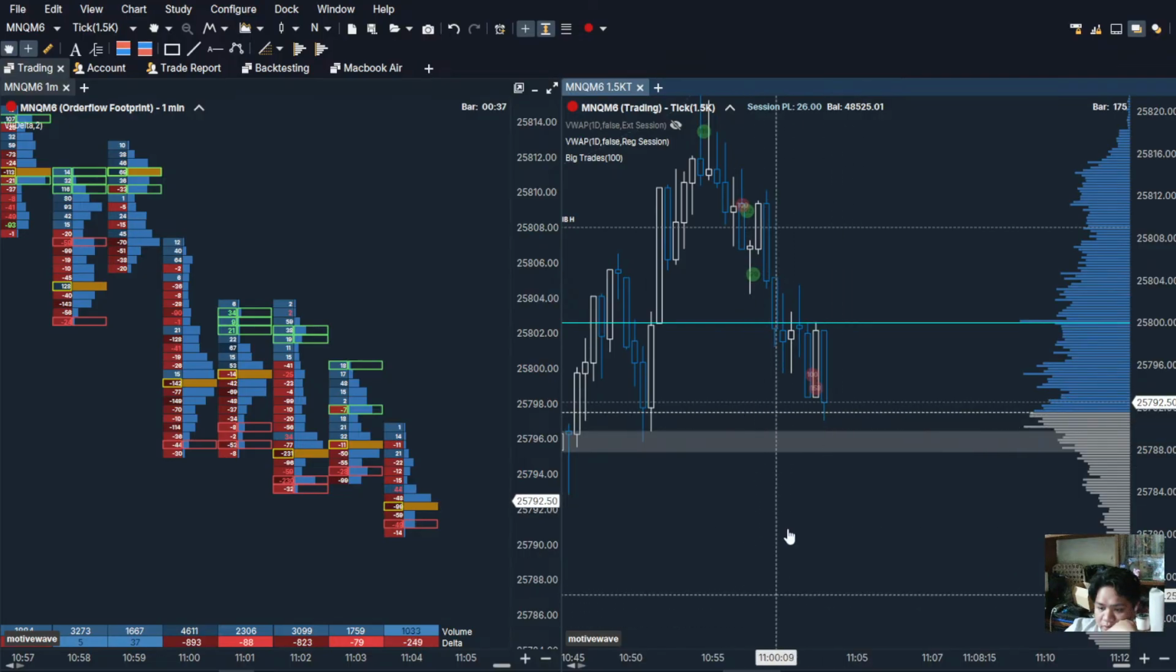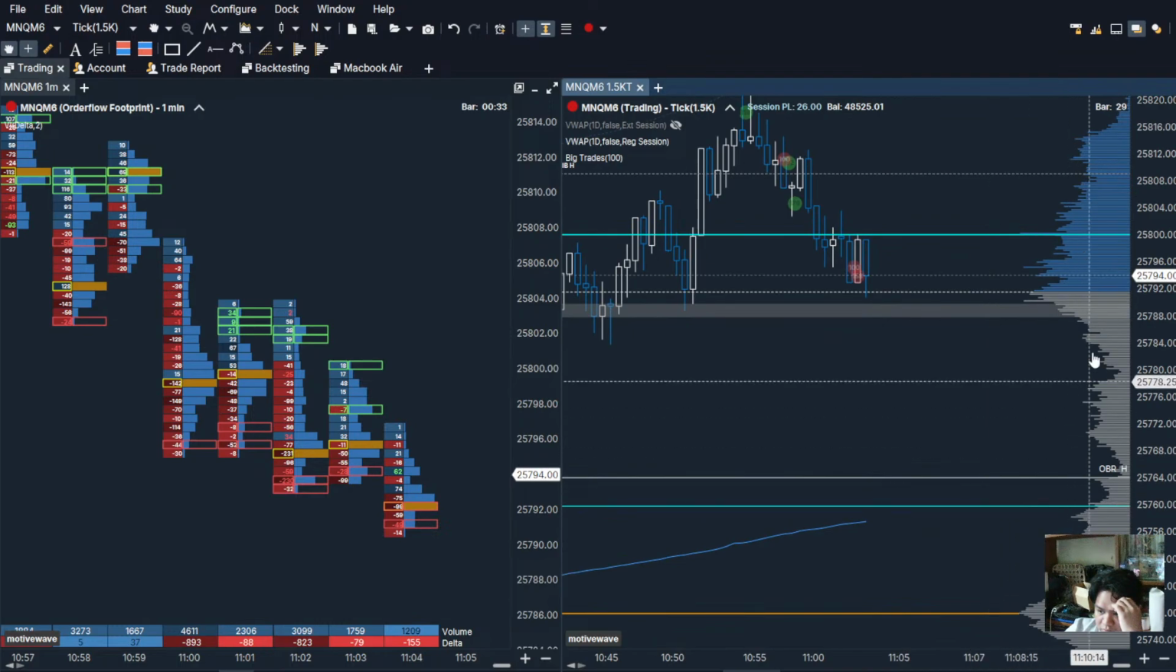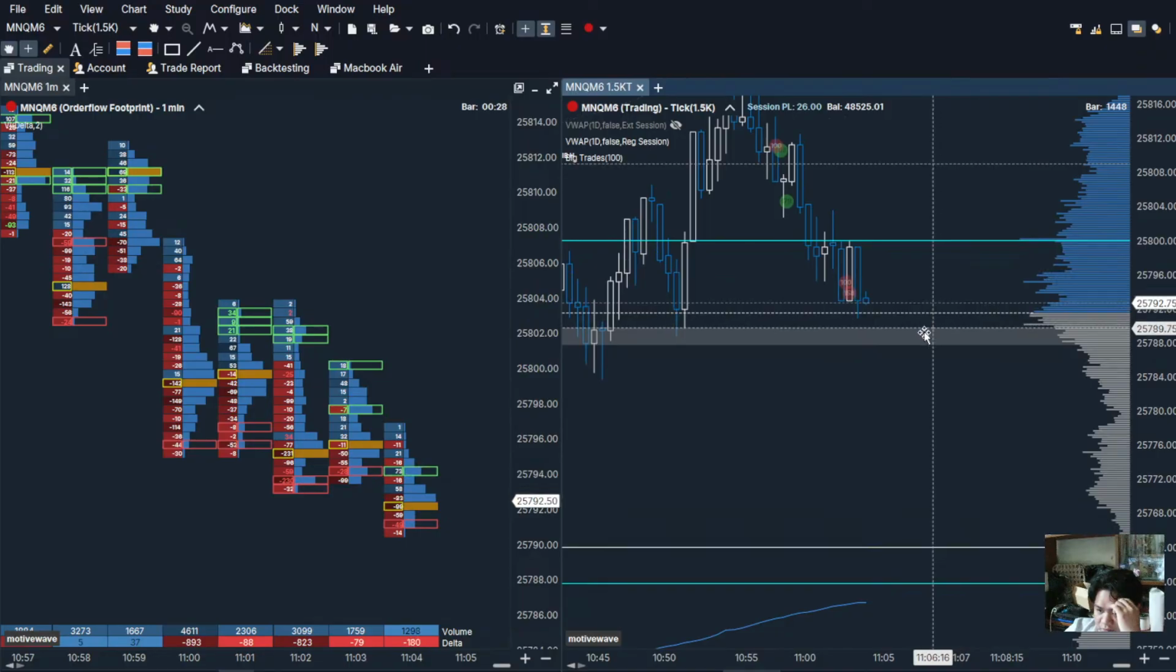We're now at value area low. Can we close below here? Then we can start moving towards this bunch of buyers stepping in.